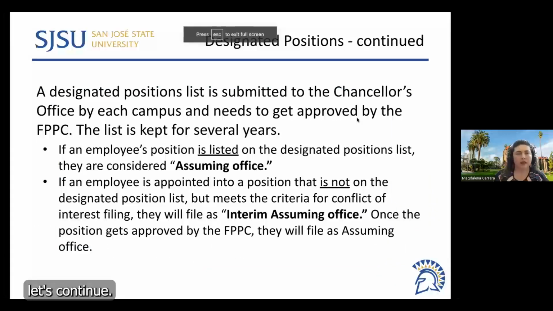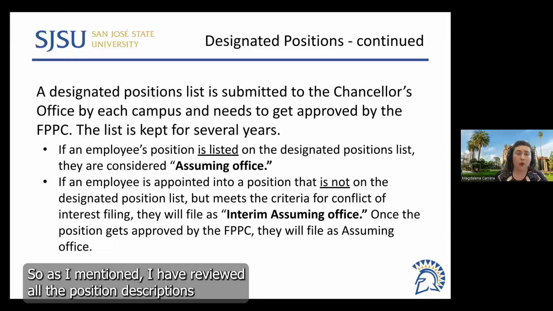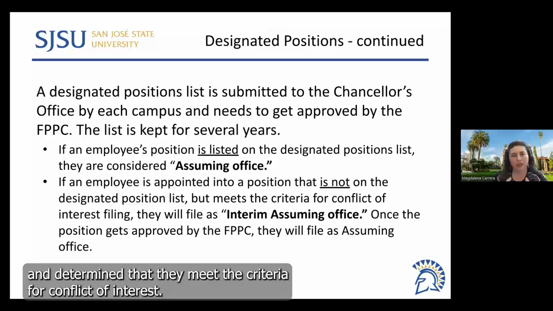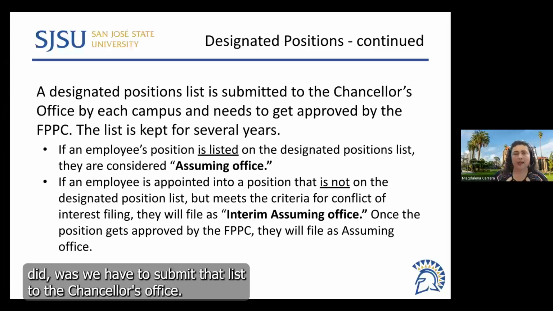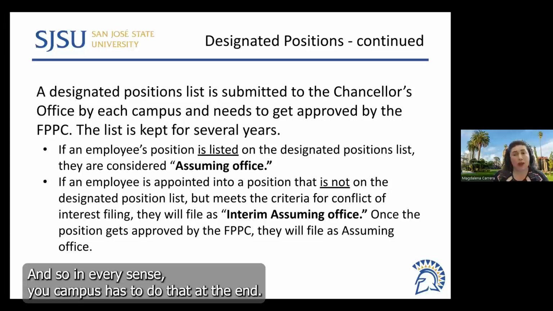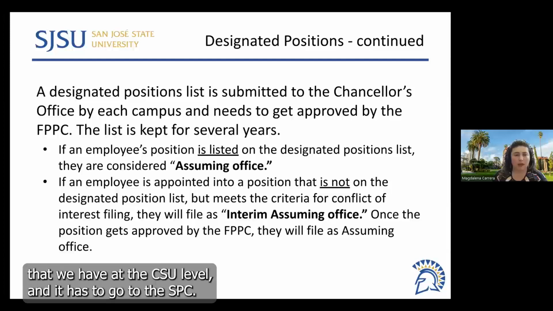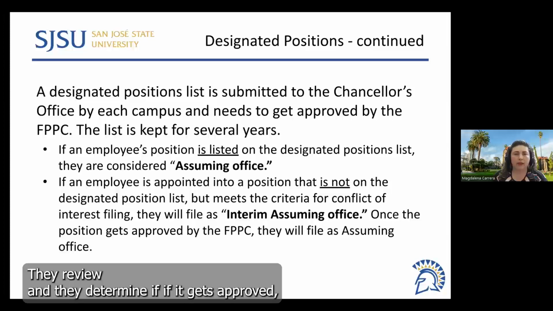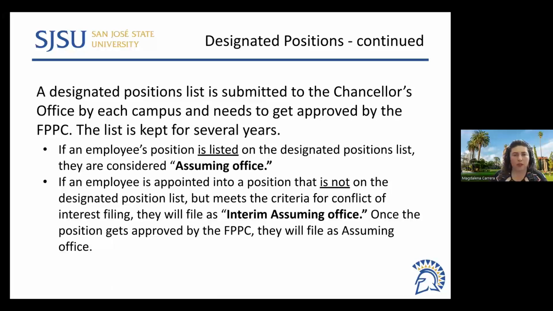And let's continue. So that designated position list that you saw. As I mentioned, I have reviewed all the position descriptions and determined that they meet the criteria for conflict of interest. What I just recently did was submit that list to the chancellor's office. Every CSU campus has to do that. At the end, the chancellor's office has to submit the list of all the positions at the CSU level to the FPPC. They review and determine if it gets approved, because that will be the list that we keep for several years.